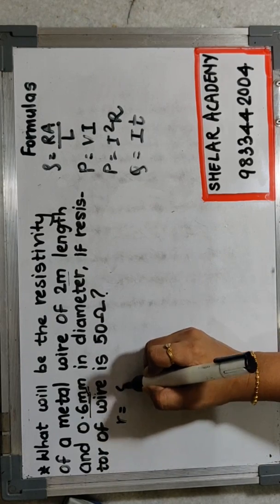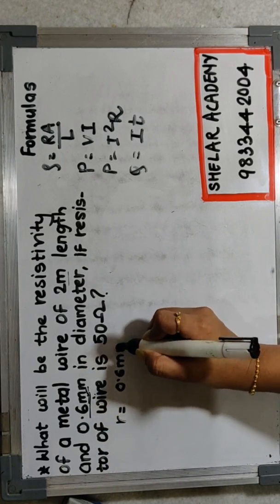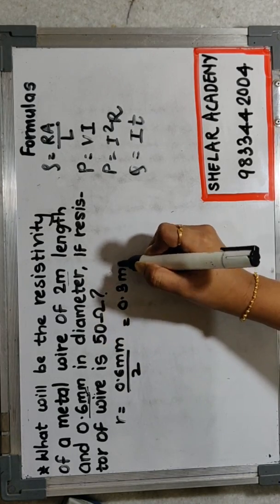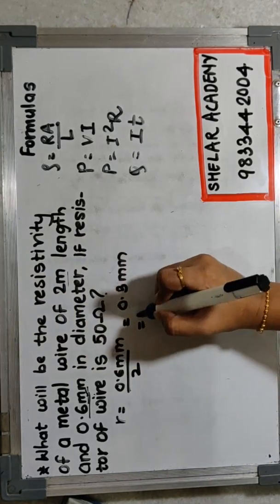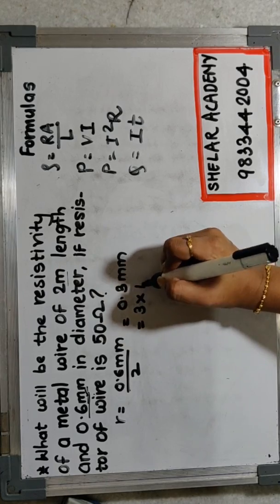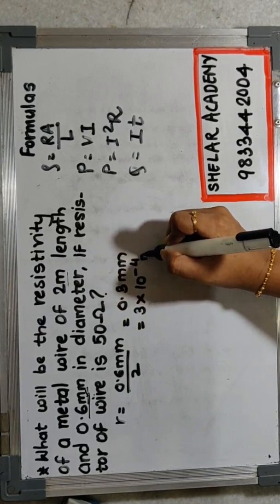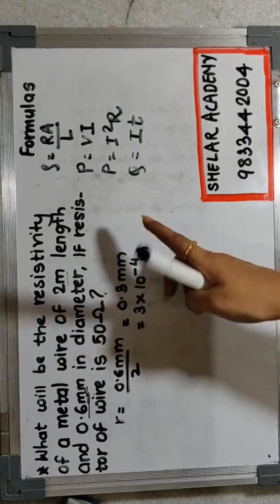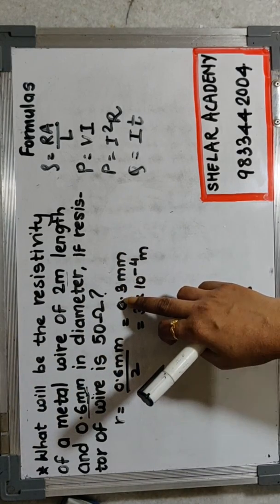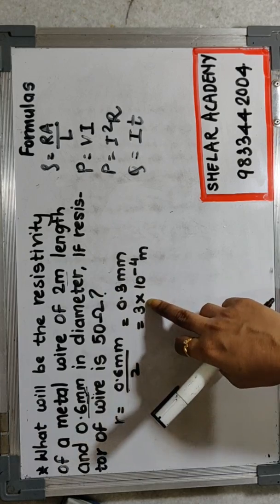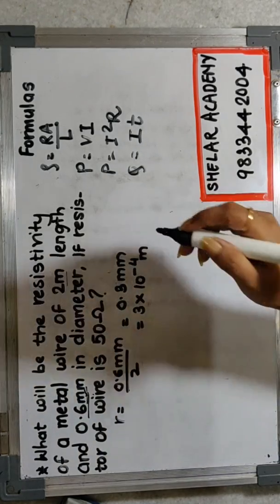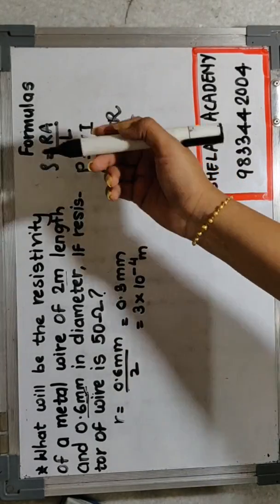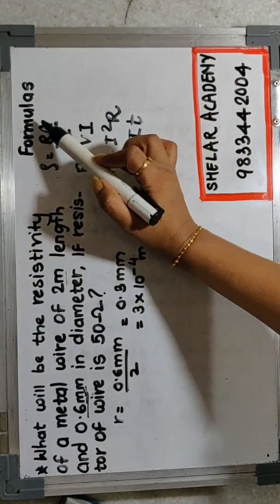So radius will be 0.6 millimeter divided by 2, which will give us 0.3 millimeter, and when we convert that into meter, it becomes 3 into 10 raised to power minus 4 meter. 0.3 into 10 raised to power minus 3 meter. If we want to take that point away, then it becomes 3 into 10 raised to power minus 4 meter. Now this particular thing is done.